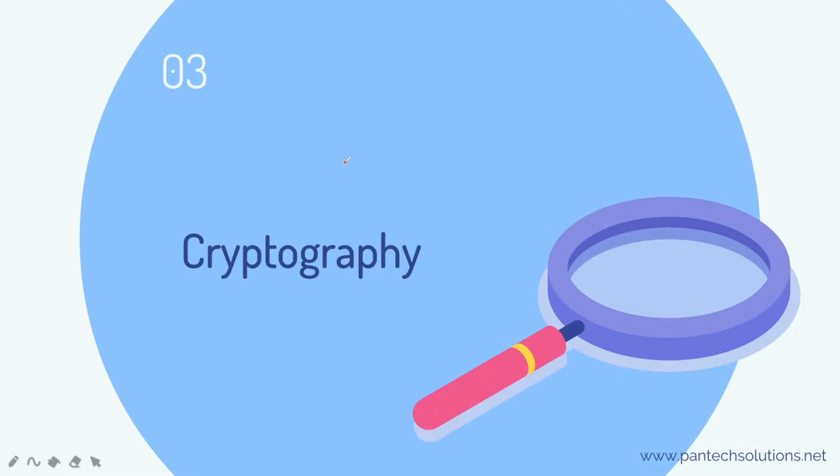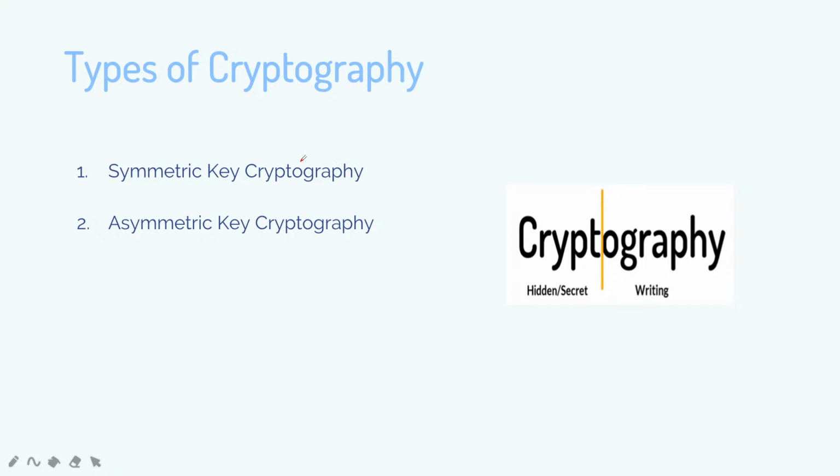Okay, so cryptography, here you can see, has two types. One is symmetric key cryptography and another one is asymmetric key cryptography. Symmetric key cryptography is nothing but, about this we will see in detail.